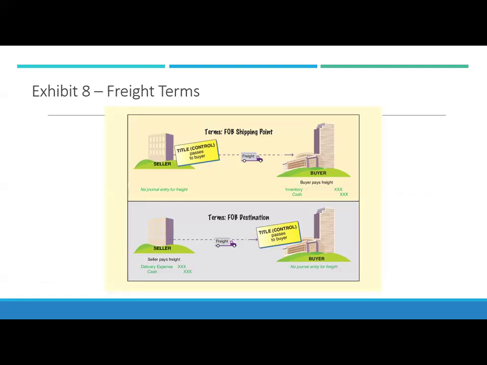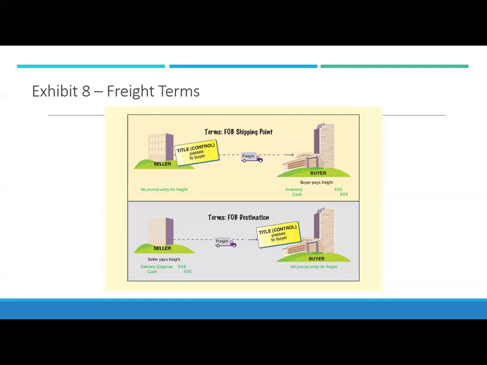Freight terms. I promised we'd come back to shipping. This outlines when the sale is actually made. There are freight terms and shipping terms that determine when the title, or the legal ownership of the inventory, actually transfers between the buyer and the seller. FOB shipping point and FOB destination are the two most common terms.